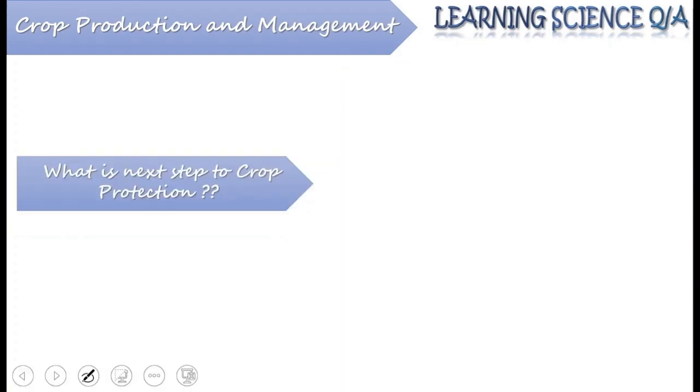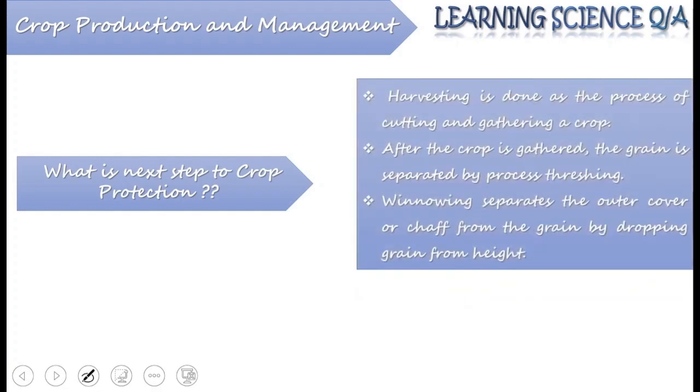Now once the crop is getting protected, once you have sprayed the chemical or the weedicide, you have saved your crop from the insects, pests and rodents. What is the next step? The standing crop in the field has to be cut down and gathered in the form of a crop. So the process of cutting and gathering the crop is known as harvesting.